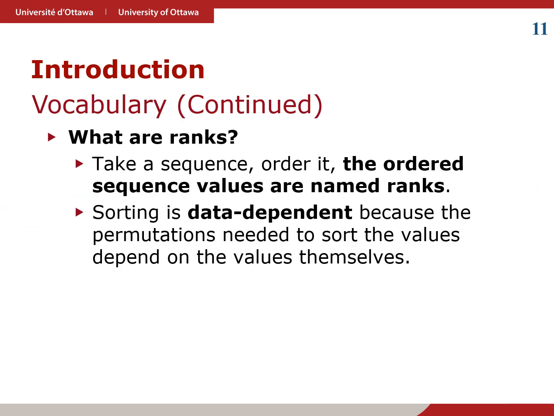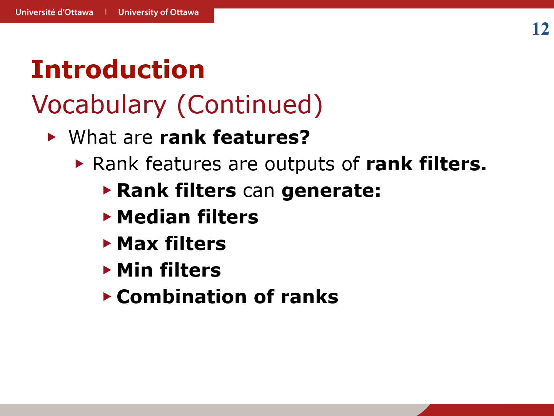And what are ranks? Well, you take a sequence, you order it, the sorted values are your ranks. That's it. And to get the ranks, you need to do a nonlinear operation, because you can't linearly combine the initial sequence to order it. It doesn't make sense. And it's a data-dependent transform, because the permutations to sort the values depend on the values themselves. So that's a no-brainer.